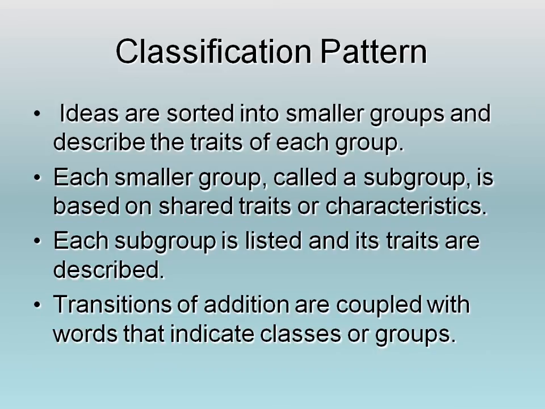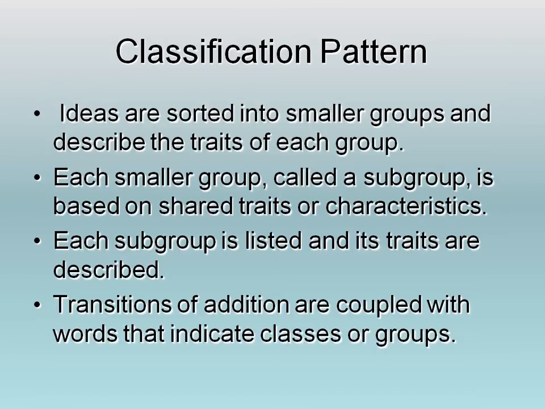Thought pattern number 4, the classification pattern. Authors use the classification pattern to sort ideas into smaller groups and describe the traits of each group. Each smaller group, called a subgroup, is based on shared traits or characteristics. The author lists each subgroup and describes its traits.